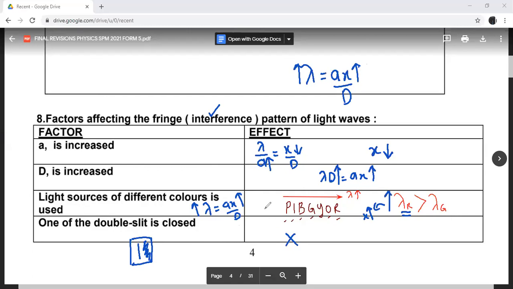Another thing here, you have to know the idea of coherent. Coherent shows that the two light sources are identical. They have the same speed, same wavelength, same frequency, and they are in phase. Both of the waves will experience crest and trough at the same time. So it's called in phase.